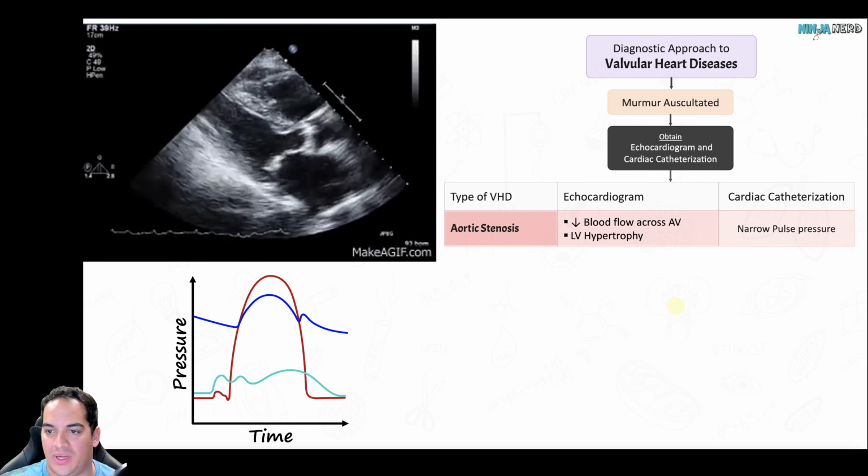I wouldn't say that it's always needed. I would say an echo is going to be the first test of choice. What's nice about this is it'll definitely show you which valve is the problem and may even lead you into the cause of that valve problem.